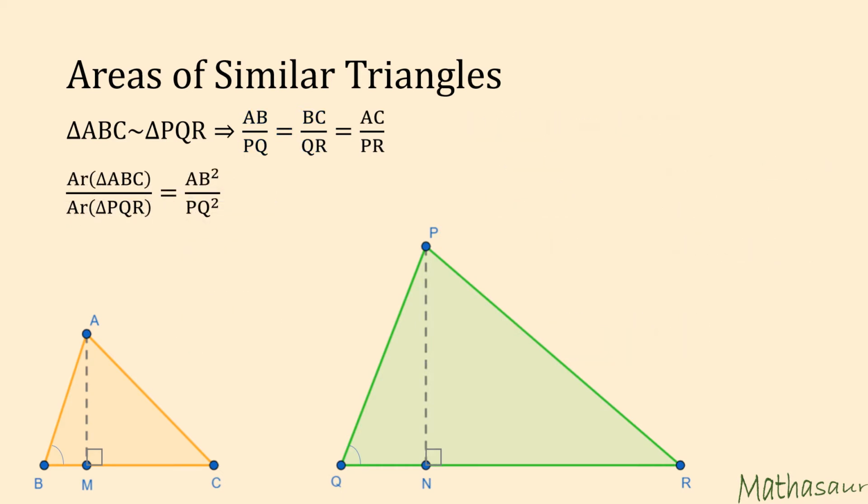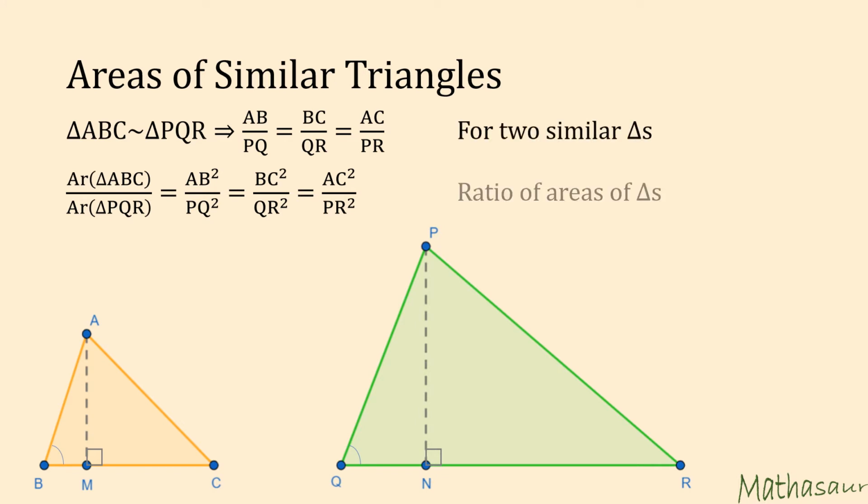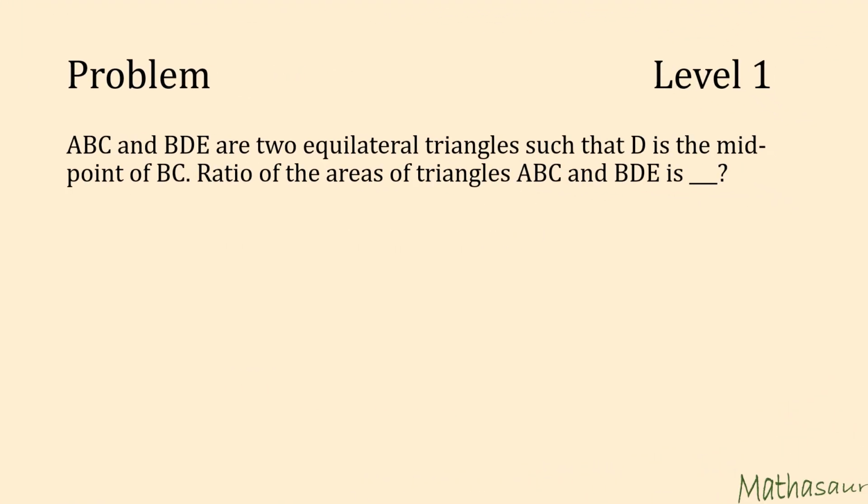Now since the ratio is equal to AB square is to PQ square, we can extend the logic and see that it would be equal to BC square by QR square as well as AC square by PR square. So for two similar triangles, the ratio of areas of the triangles is equal to the square of ratio of its corresponding sides. Let us look at a few problems.